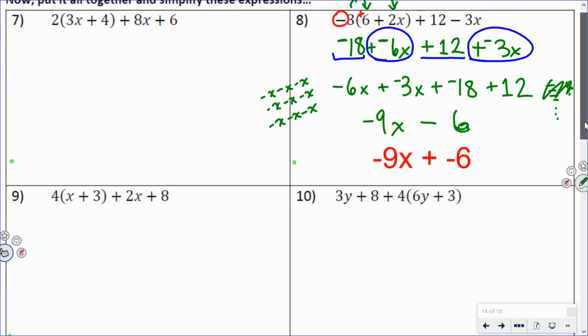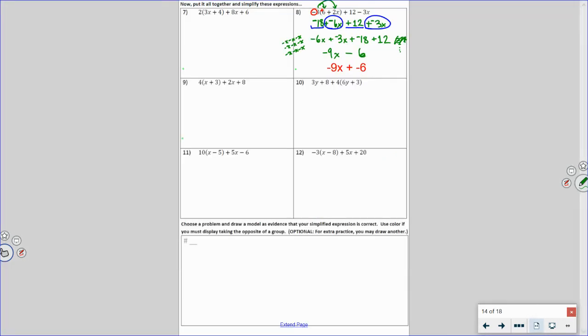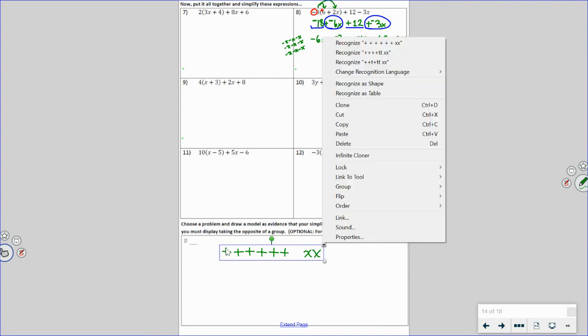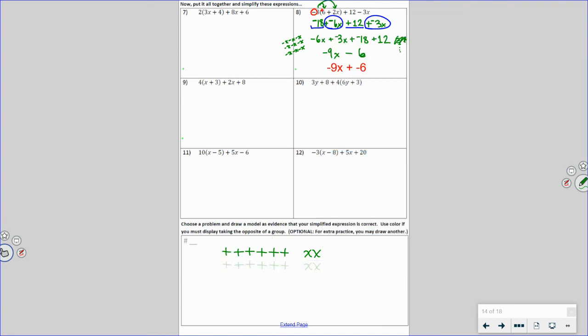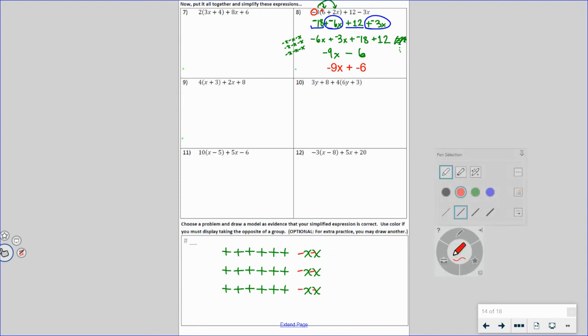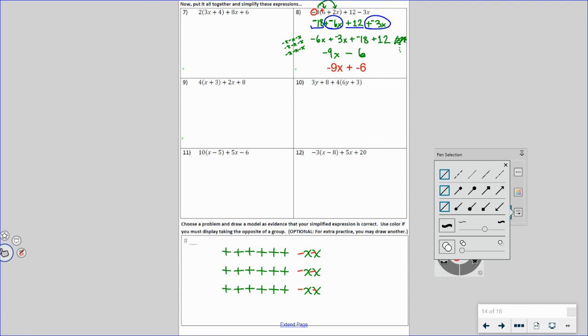If I were to graph those, if I were to draw that out, I'm going to go ahead and draw out 3 groups of 6 plus 2x. So 3 groups of 6, well, let's just do 6 and then 2x. And I'm going to go ahead and clone those a few times because we need not 1, not 2, but 3 groups. And then we take the opposite. All those x's turn to negative x's, and all those plus symbols will turn to minus.